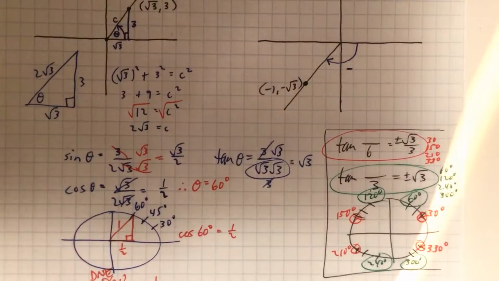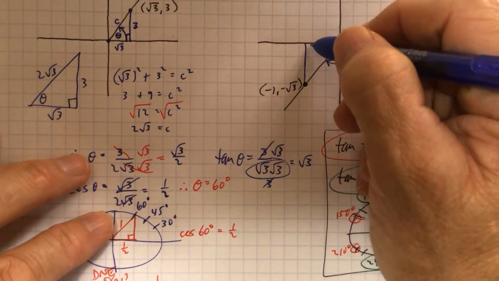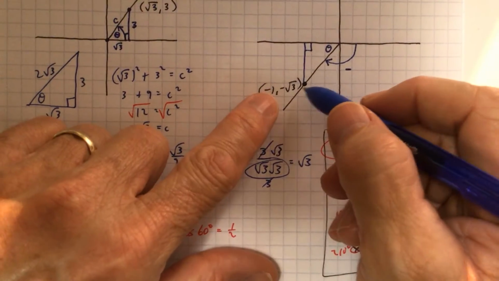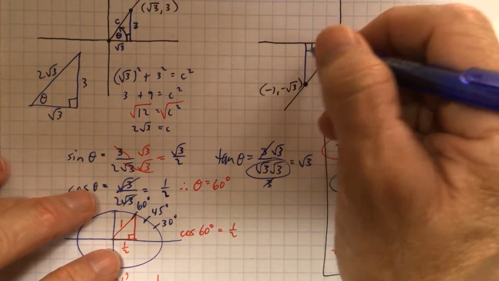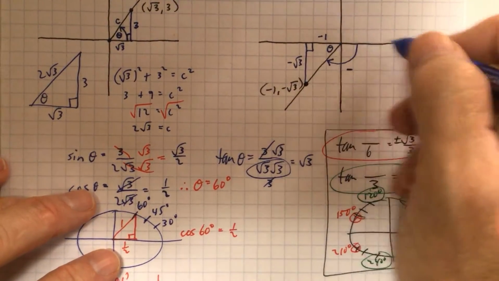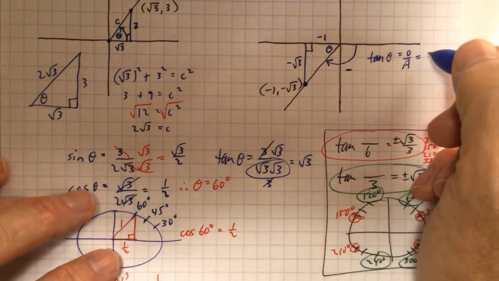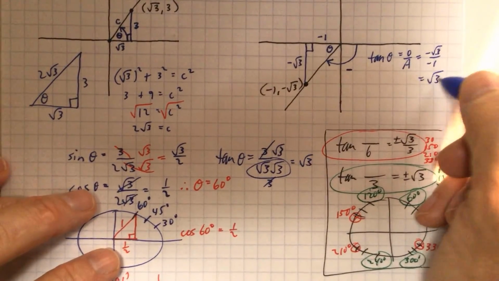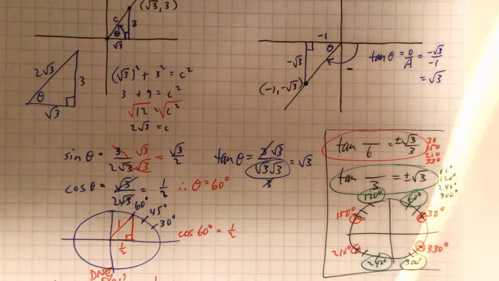So now, let's take a look and see what we have here. Let's build a right triangle right here, and let's put a little theta right there. If we know this is -1, negative radical 3, then we know that we've gone over to the left 1, and we've gone down radical 3. And so if we use the tangent of theta is the opposite over the adjacent, the opposite is negative radical 3, and the adjacent is -1, which gives radical 3.